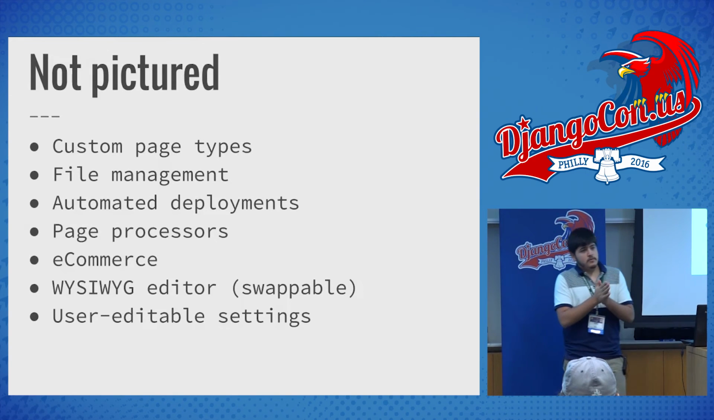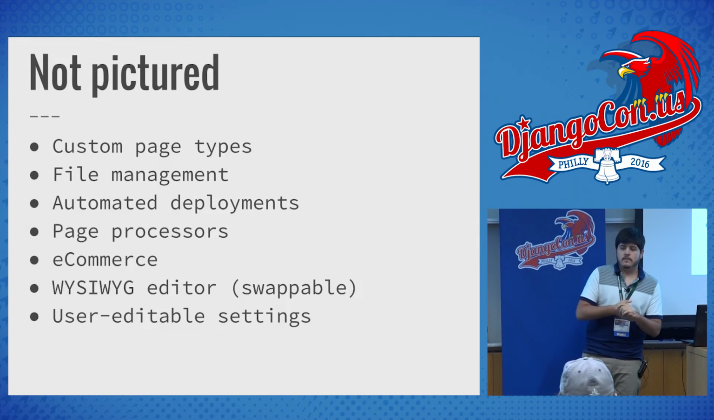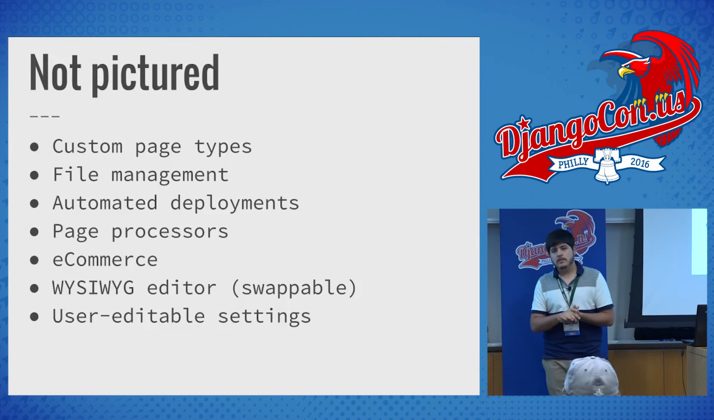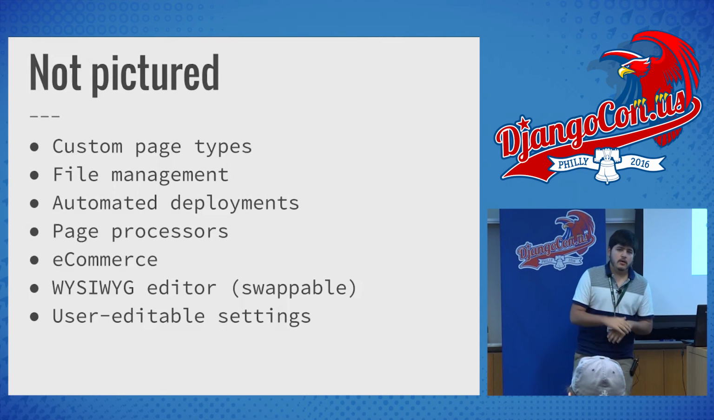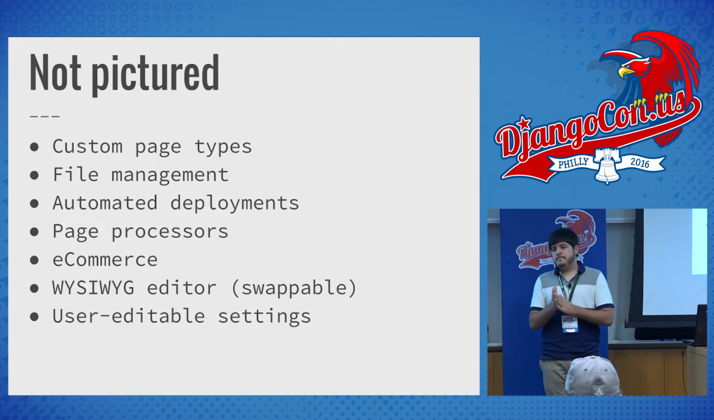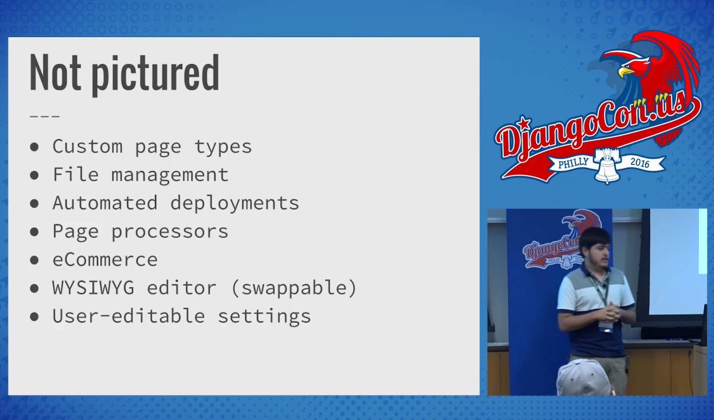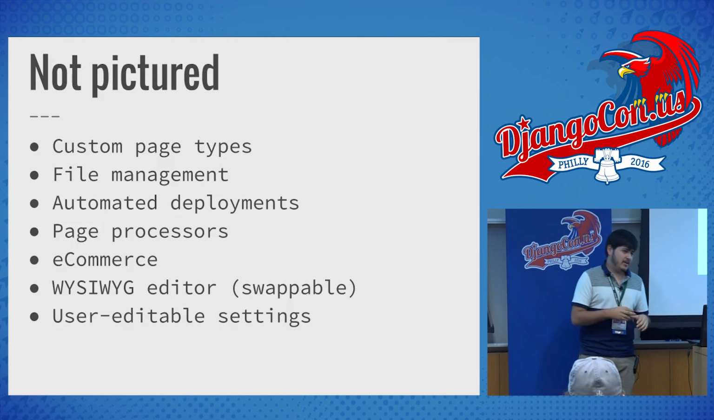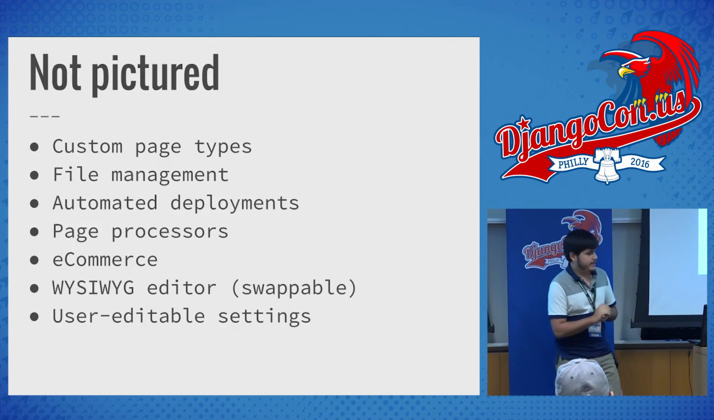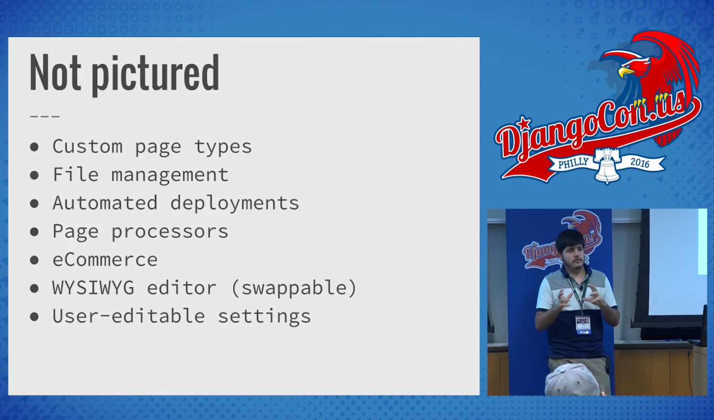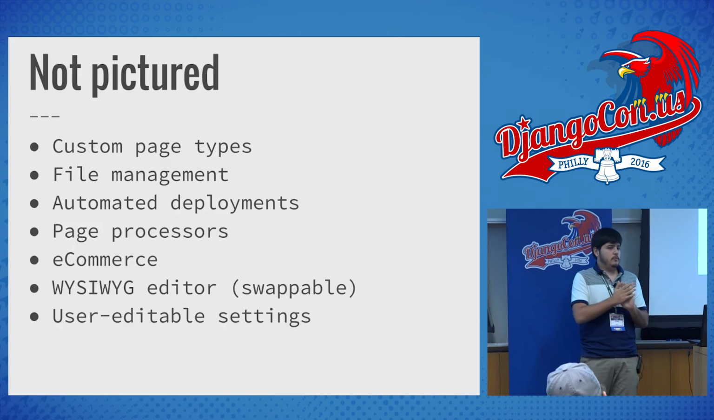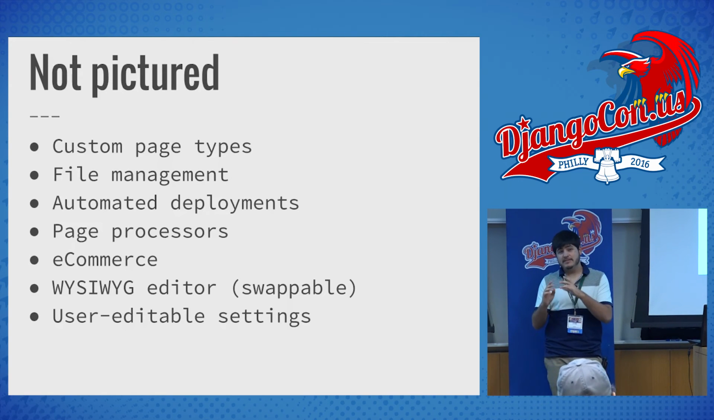Mezzanine also ships with a series of Fabric scripts that you can use to automate deployment. So if you get a $5 VPS from any web hosting provider online, you can get up and running very easily, even if you haven't done any Django deployments before. It also has page processors, which are like writing views, but for your custom pages, and will let you inject context into the template wherever you need it.